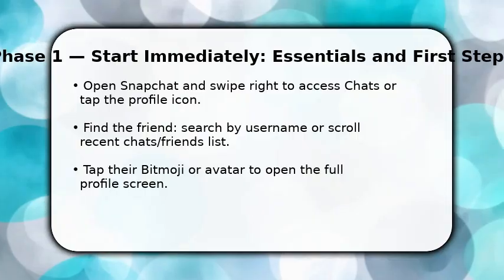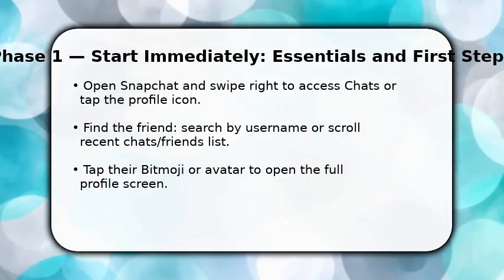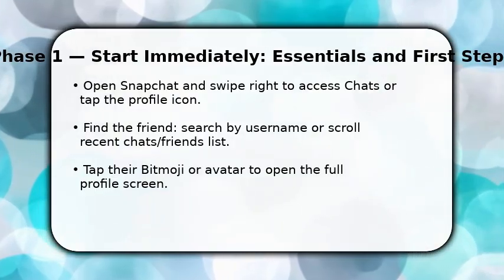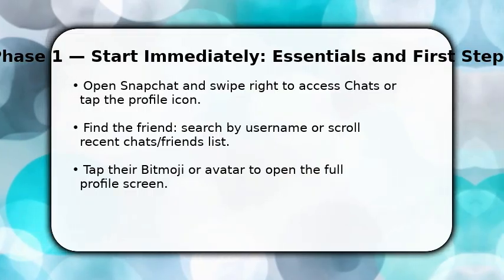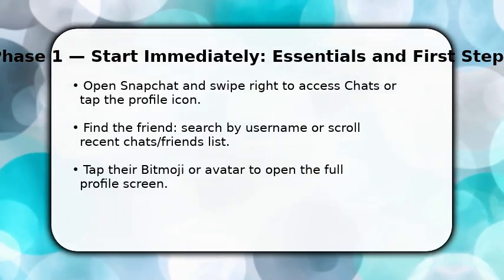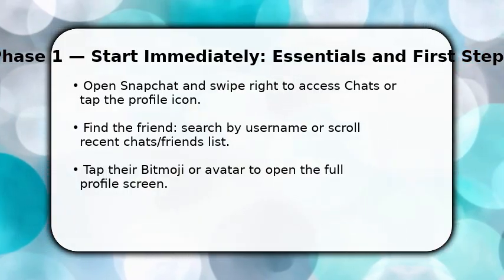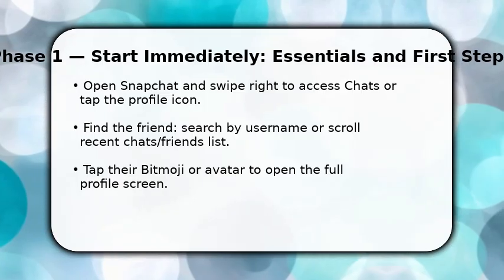You start by opening Snapchat and going straight to chats or your profile. This saves time. Once there, search the friend by username or scan recent chats, then tap their Bitmoji or avatar to open their profile. On that screen, look for any visible personal fields.